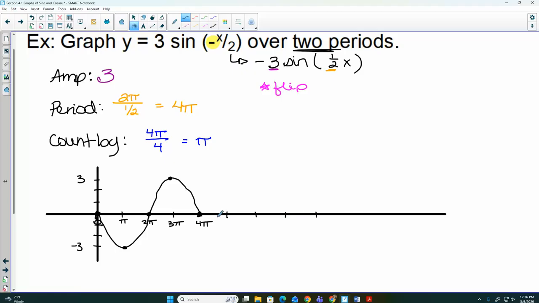And we keep adding our count by, which was pi. So then 5 pi, 6 pi, 7 pi, 8 pi. And we keep following our pattern. So now we're going to go down to negative 3, back to 0, up to positive 3, back to 0. And we can see we have 2 periods. We have 2 complete cycles of the graph.